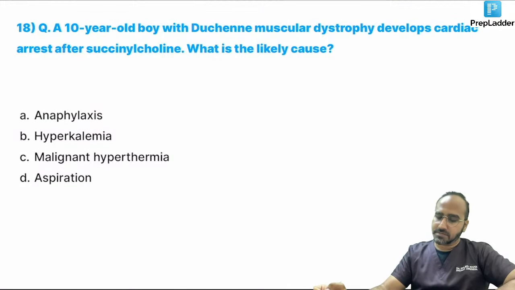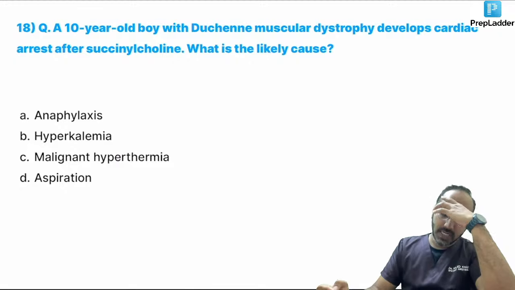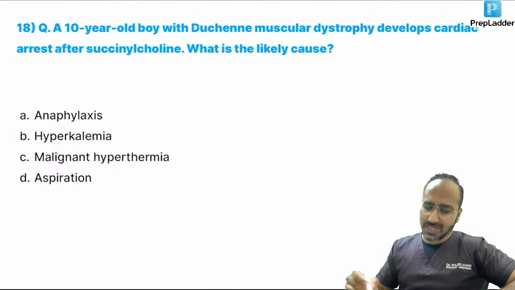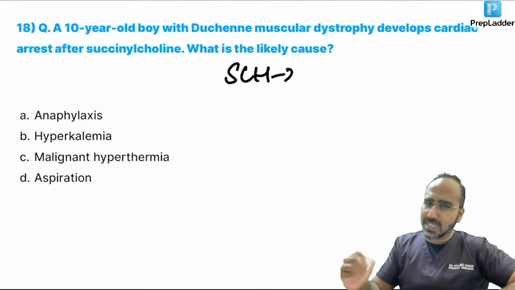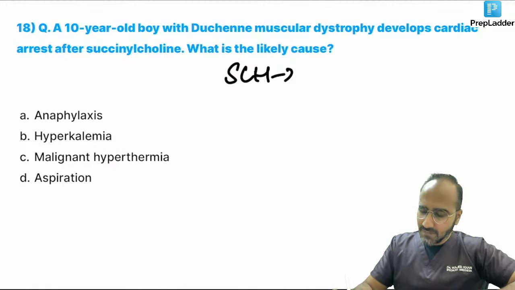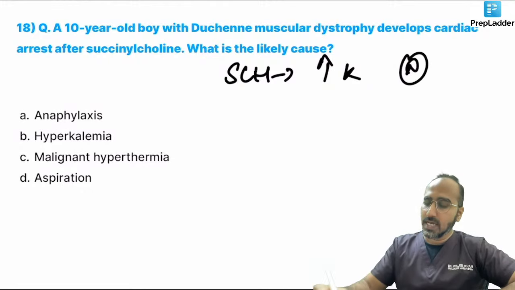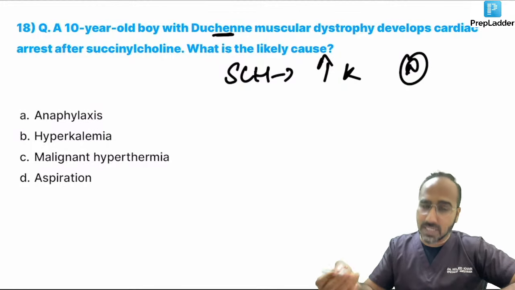Thiopentone. Next. A 10-year-old boy with Duchenne's muscular dystrophy develops cardiac arrest after receiving succinylcholine. What is the likely cause of it? Come on, guys, after receiving succinylcholine, the patient develops cardiac arrest. What's the reason? Remember, whenever you give succinylcholine to the patient, it produces a side effect. What side effect? It increases the potassium. Okay? In normal patients only. If the patient is already hyperkalemic means what? Patient having muscular dystrophies, their potassium levels are already high.